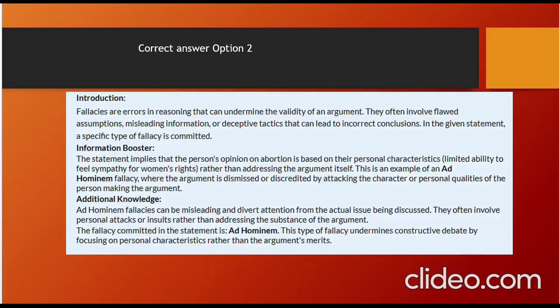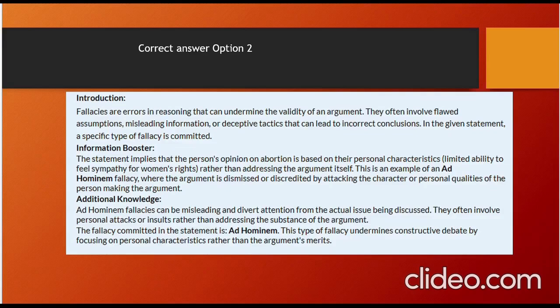So the question asked is about fallacy. Fallacies are errors in reasoning that undermine the validity of an argument. They often involve flawed assumptions, misleading information, or deceptive tactics that can lead to incorrect conclusions. In the given statement, a specific type of fallacy is committed. That is, the statement implies that the person's opinion on abortion is based on their personal characteristics, limited ability to feel sympathy for women's rights, rather than addressing the argument itself. This is an example of ad hominem fallacy, where the argument is dismissed or discredited by attacking the character or personal qualities of the person making the argument.